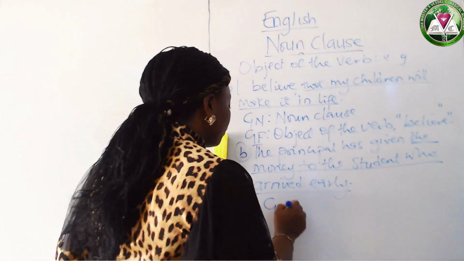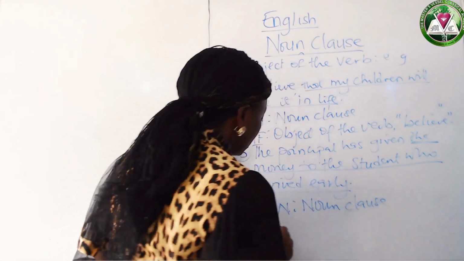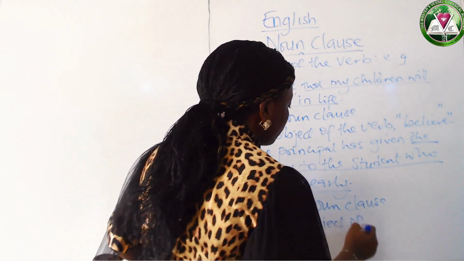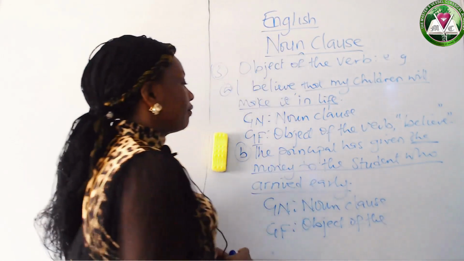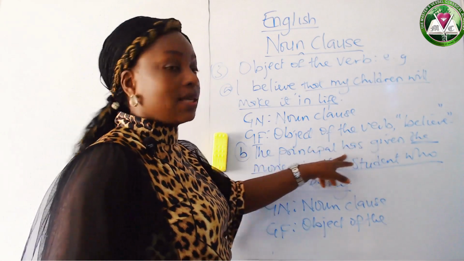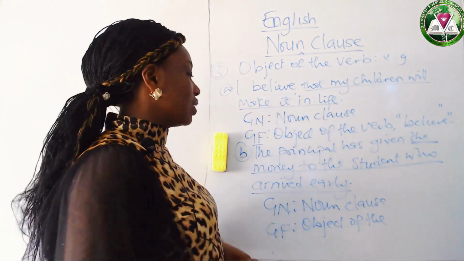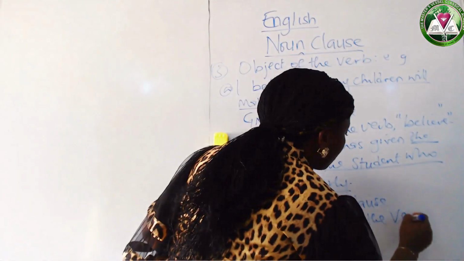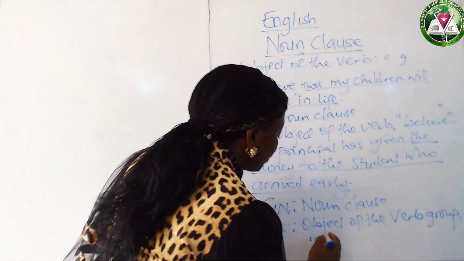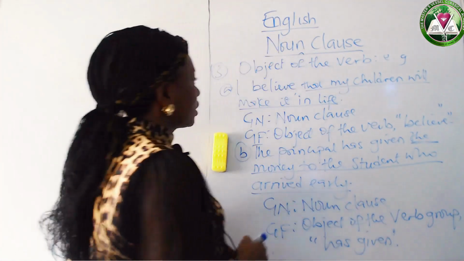So here we have noun clause. Okay. And then GF is object of the verb. Now we have two verbs here. Has and given, one auxiliary and one lexical. And we are not going to leave one and take the other. So we have object of the verb group, because we are having more than a verb. So we have object of the verb group has given. Okay, that's for object of the verb.